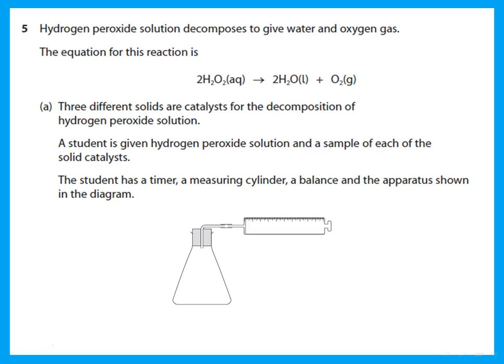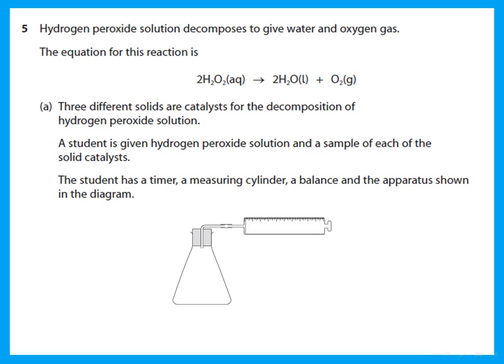Okay, question 5 says hydrogen peroxide solution decomposes to give water and oxygen gas. Three different solids are catalysts for the decomposition of hydrogen peroxide. A student is given hydrogen peroxide solution and a sample of each of the solid catalysts. The student has a timer, a measuring cylinder, a balance, and the apparatus shown. Remember, if he gives you specific apparatus, you have to use each of that.